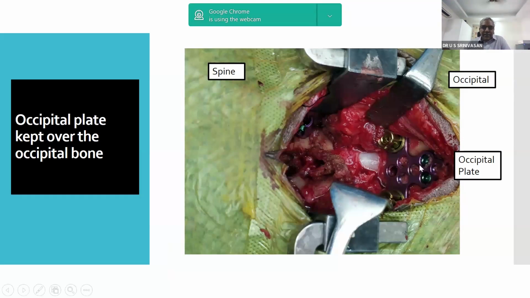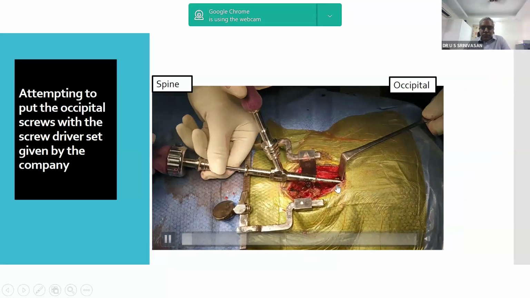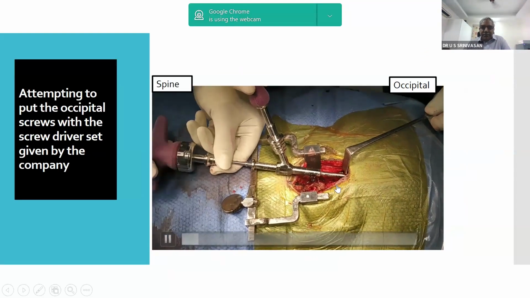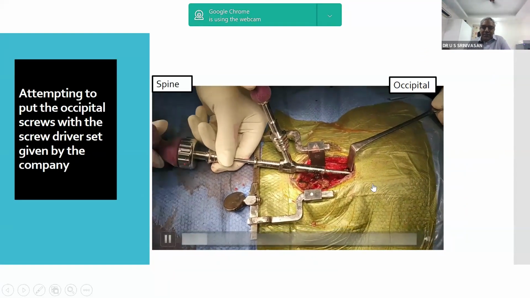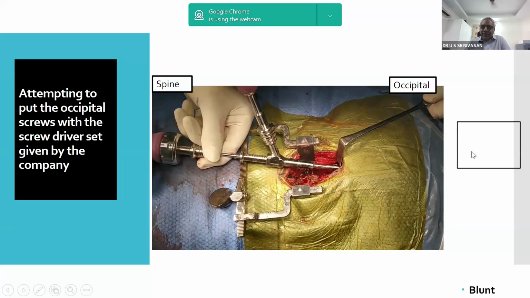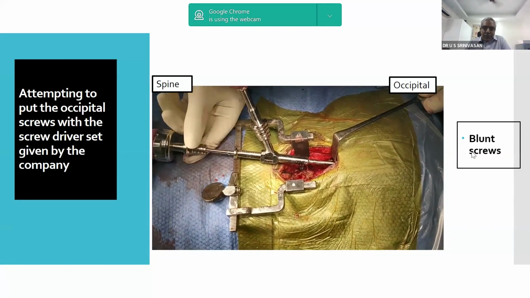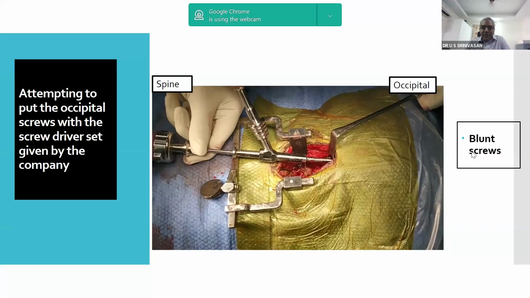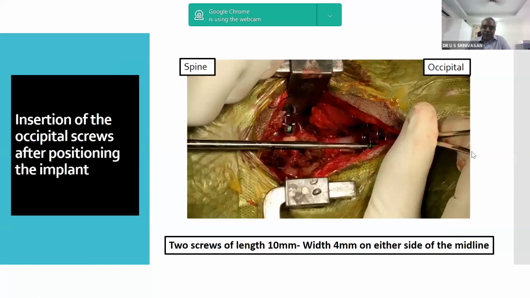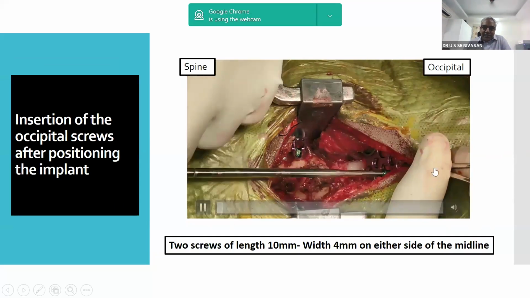I'll show you why. The company gave this to insert the occiput screws. I tried, but couldn't go inside. The occipital bone was thick. The company person was standing outside and said, you can do it, sir. But I couldn't do it. They were blunt screws. Then what I did is use my 2 millimeter diamond burr, made a small entry point and then used it. You can hear my assistant talking.